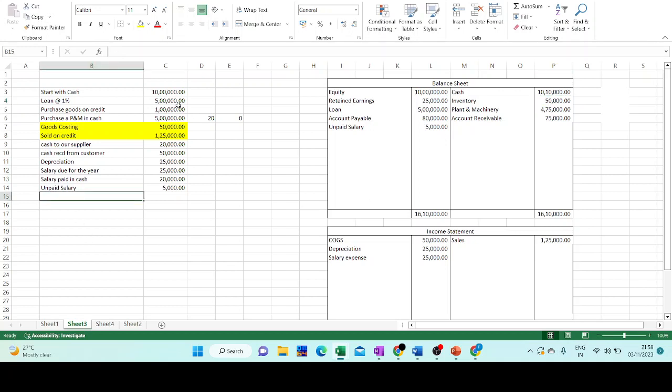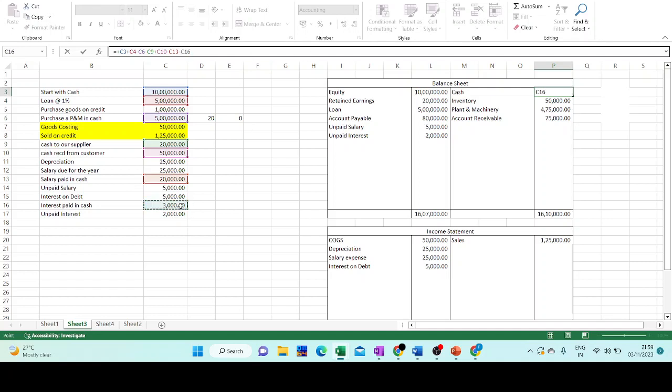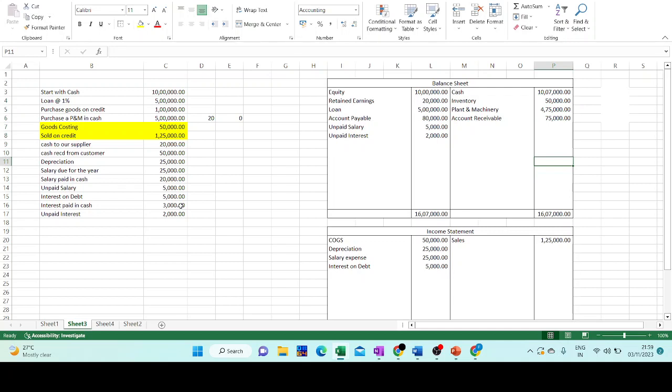Okay, guys, now interest on debt. Interest on debt is 1% of 5 lakh, which is how much? 5,000. Now, guys, say we pay only 3,000 in cash, and the unpaid interest is 2,000. Now we'll expense the interest on debt in the income statement. My interest on debt is 5,000. Unpaid interest would be recorded as a liability, same treatment as the salary one. And my cash balance would reduce by the amount of interest paid in cash, which is 3,000. Right? Are we good, guys? See, my balance sheet is telling everything is okay. Are we good? Yes, sir.